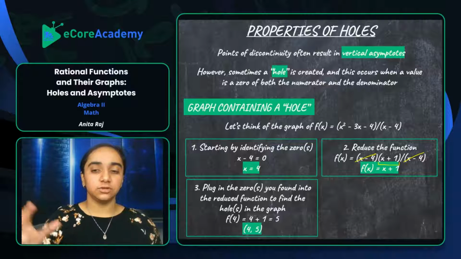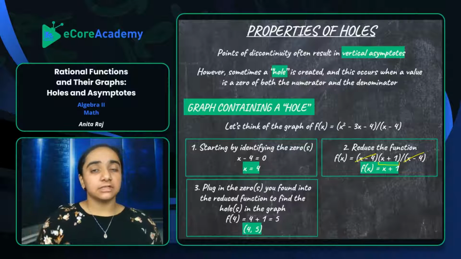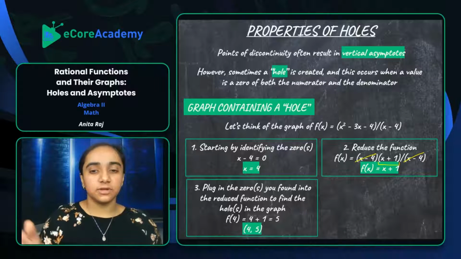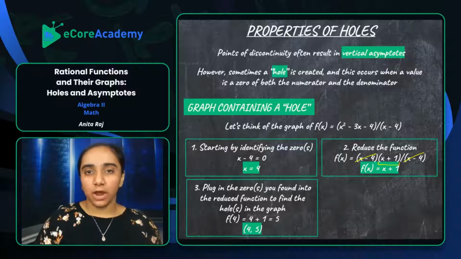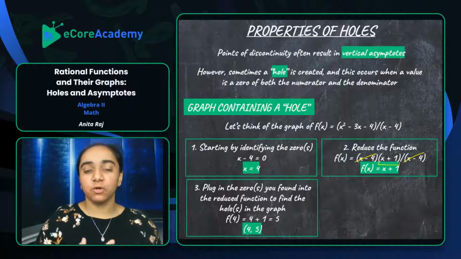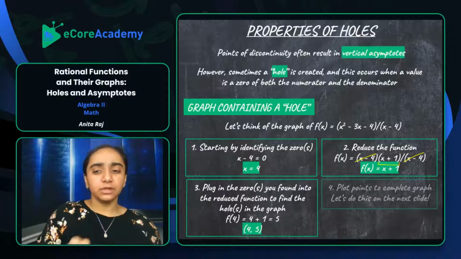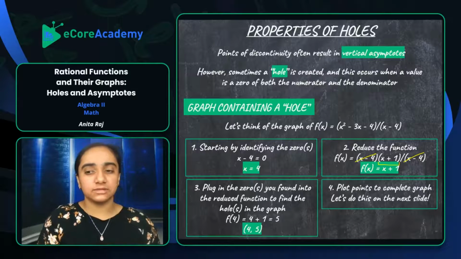F of 4 is equal to, well, x plus 1, and we're going to substitute 4 in for x. So 4 plus 1 is equal to 5. 5 is going to be our y coordinate. So we're going to have the point (4, 5) as the coordinate where the hole occurs in this graph. And then lastly, all you have to do is plot the points to complete the graph.